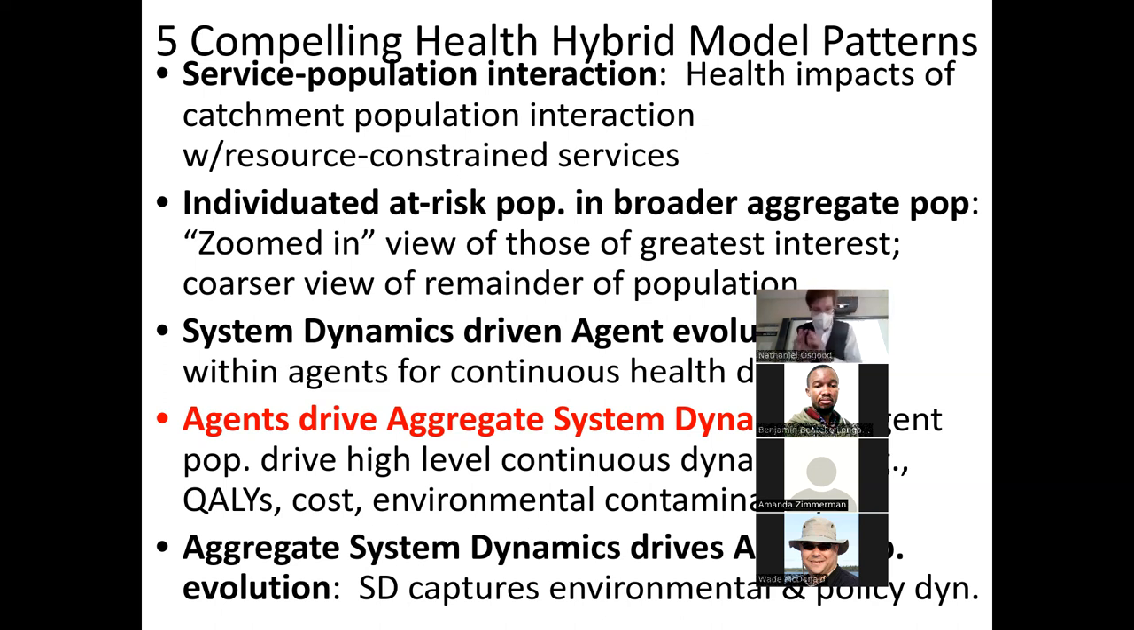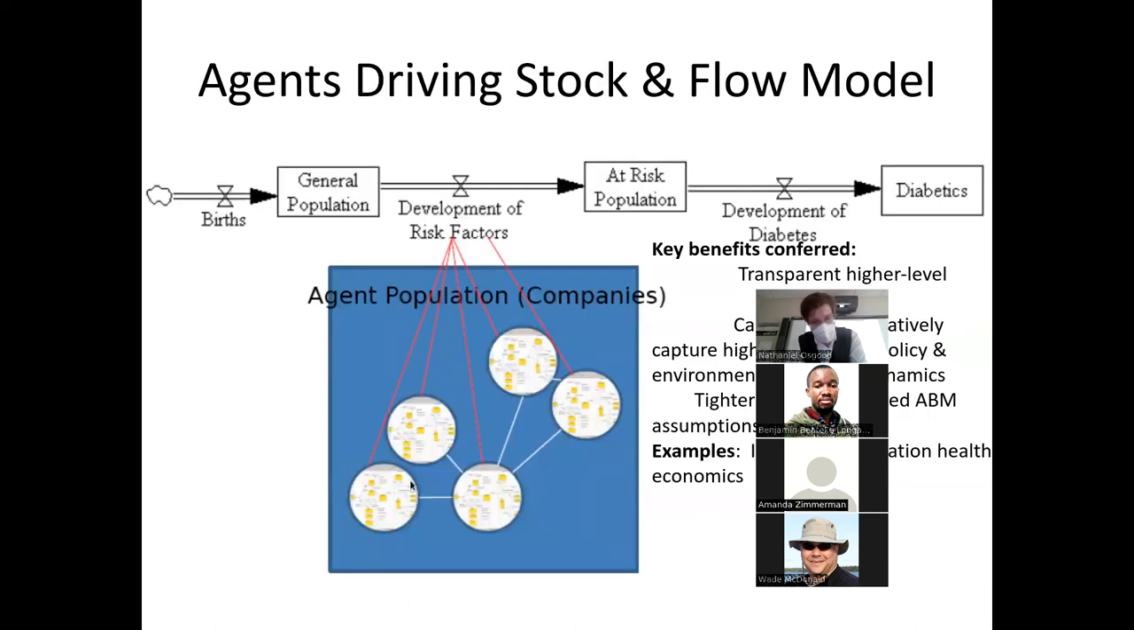I'm going to go lightly through two others. So another is agents drive aggregate system dynamics models. So here we have agents, and the agents are circulating, and maybe they drive a higher level model. So maybe you have agents representing companies, tobacco companies, or companies promoting fizzy drinks, sugar sweetened beverages. They are competing to draw the attention of consumers, and that may lead to consumers progressing in terms of health risk or health state.